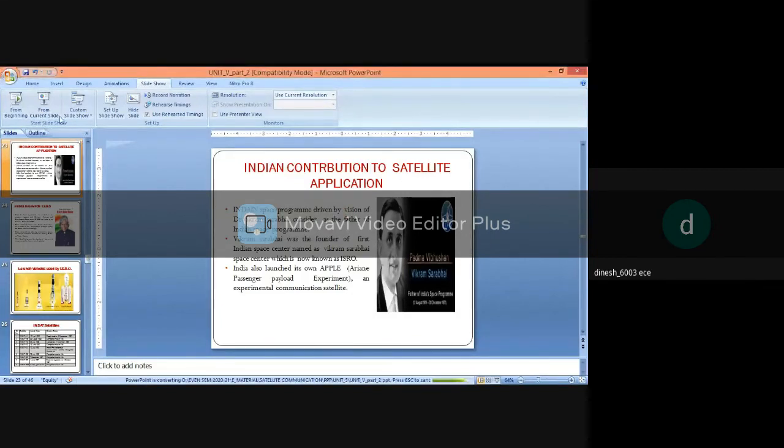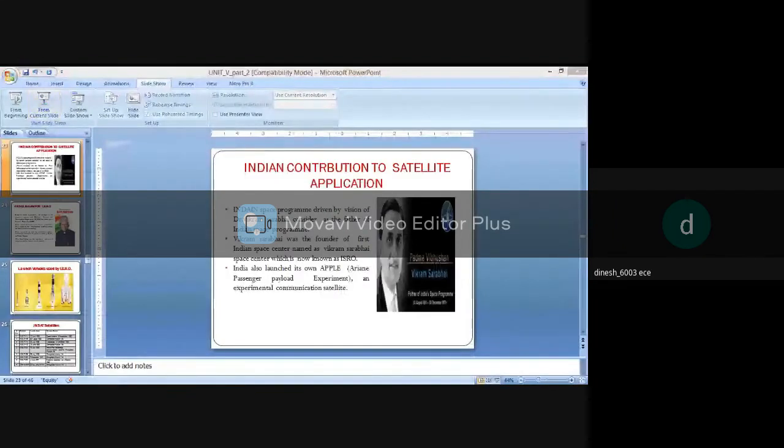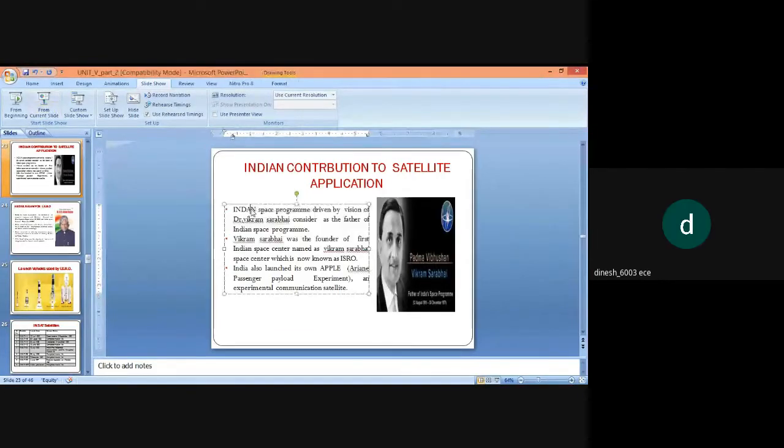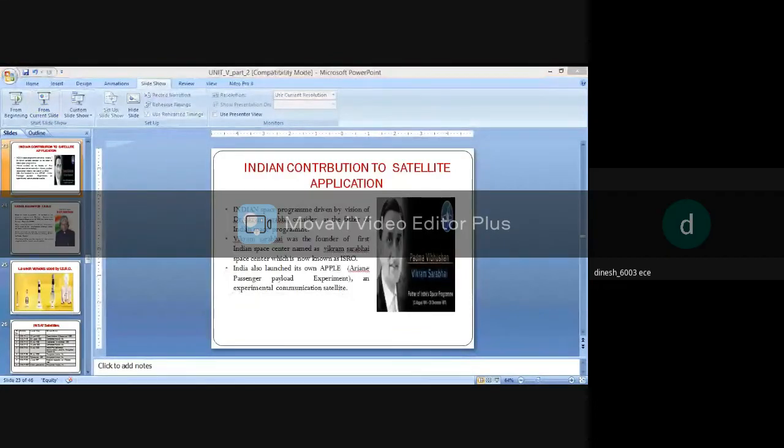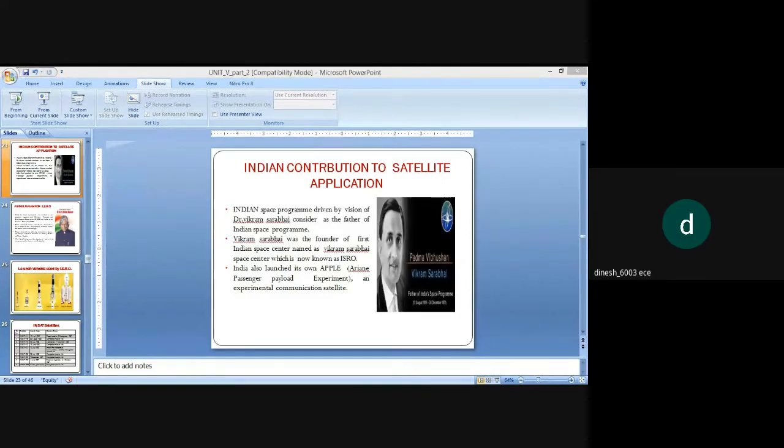Vikram Sarabhai was the founder of the first Indian space center, which is named after him as Vikram Sarabhai Space Center, which is now known as ISRO. So the Indian space program was driven by the vision of Dr. Vikram Sarabhai, who is the father of the Indian space program. India has also launched an Apple Ariane passenger payload experiment and experimental communication satellite. The father of the Indian space program was born on 12 August 1919 and lived till 30 December 1971. He is Vikram Sarabhai.